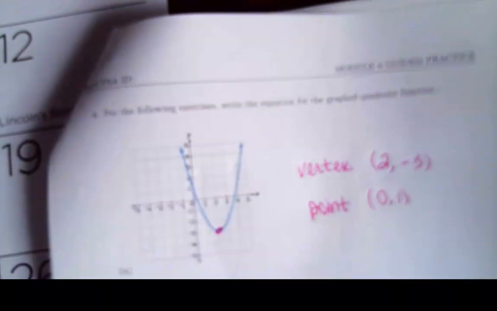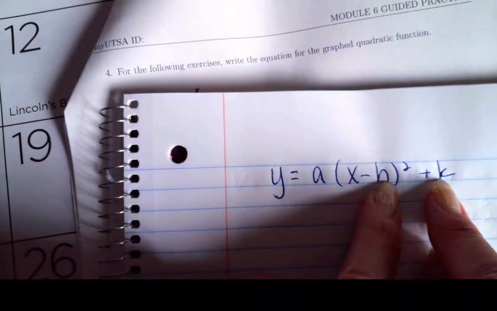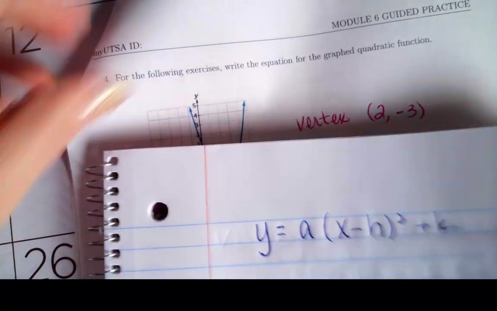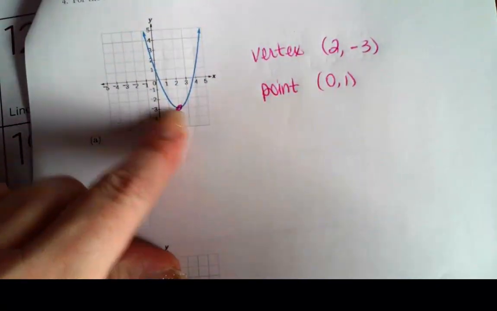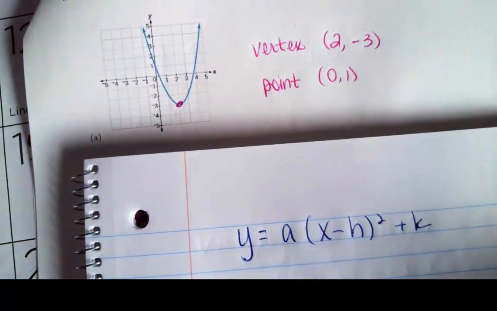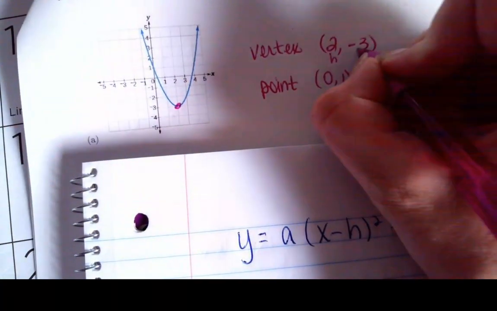All right? So first of all, y equals a times x minus h squared plus k is vertex form of a parabola. I've got my vertex and I've got a point, which means I can find out if this has a coefficient. I already know it's going to lead off positive because it's opening upwards.